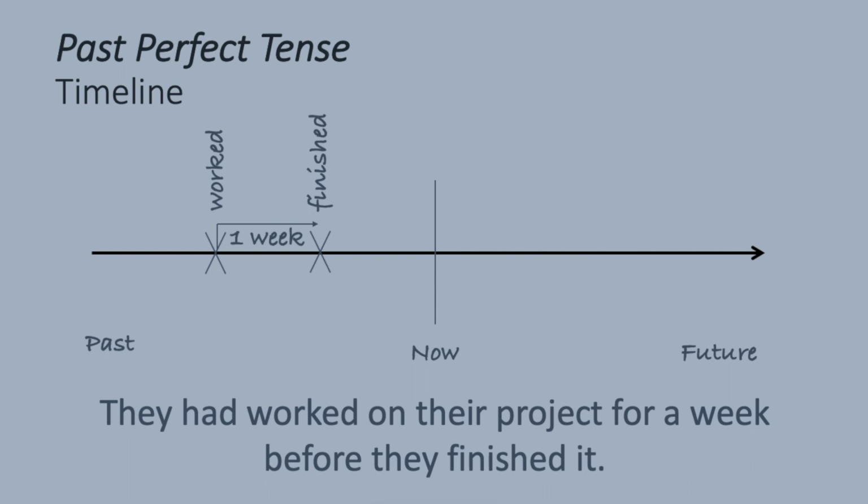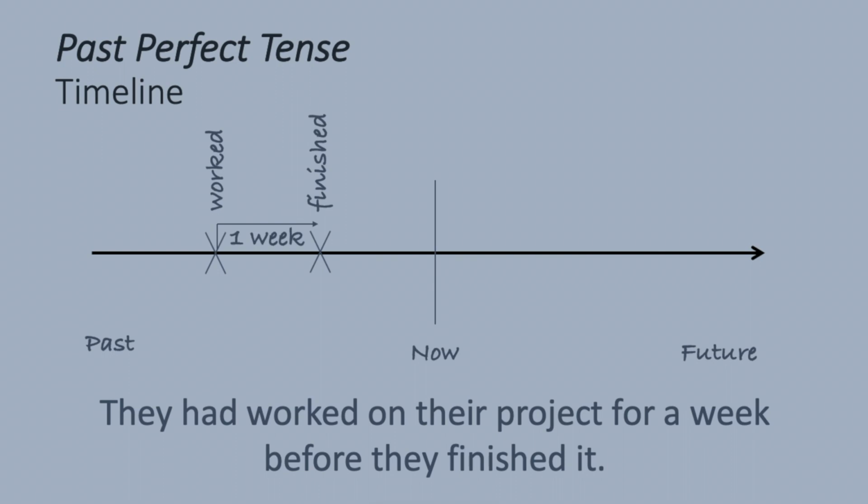This is a complex sentence, which means that there are two clauses in one sentence. One is an independent clause, which means it can be a sentence by itself, and the other is a dependent clause, which means it won't make sense by itself, even though you do have a subject and a verb. The first clause is, they had worked on their project for a week. And the second one is, before they finished it.